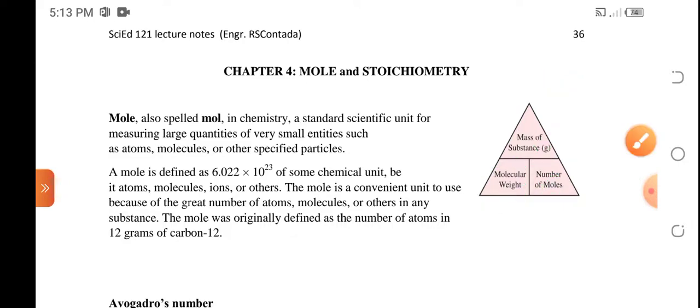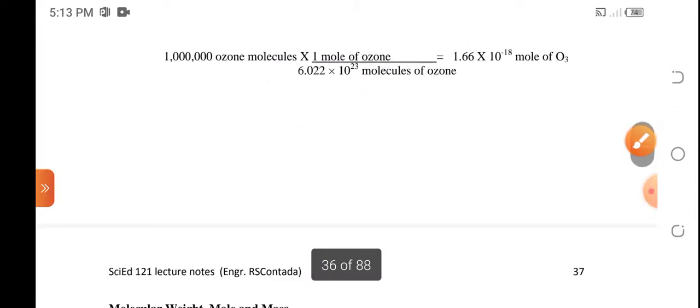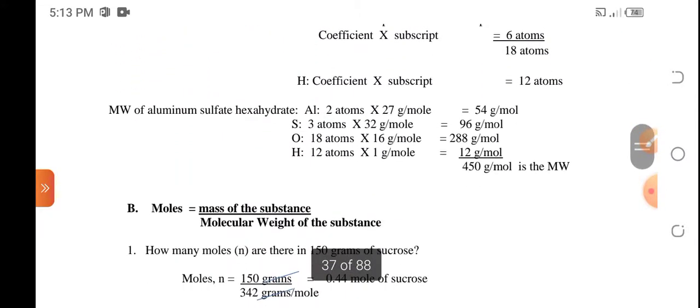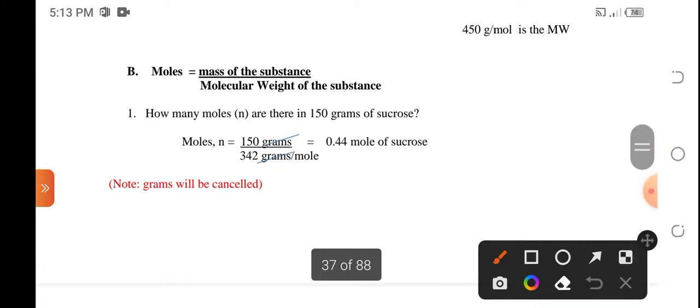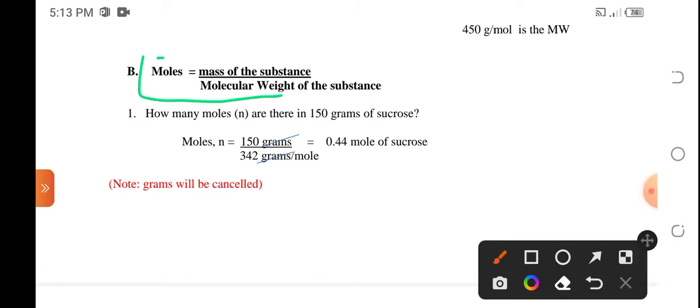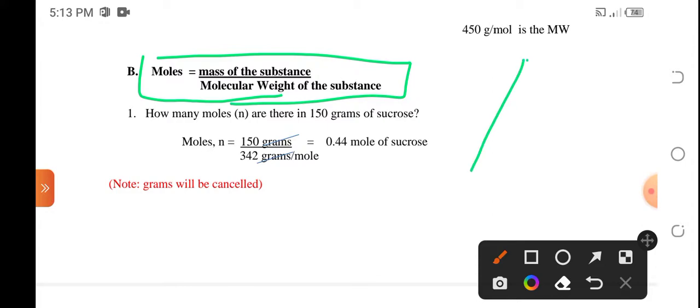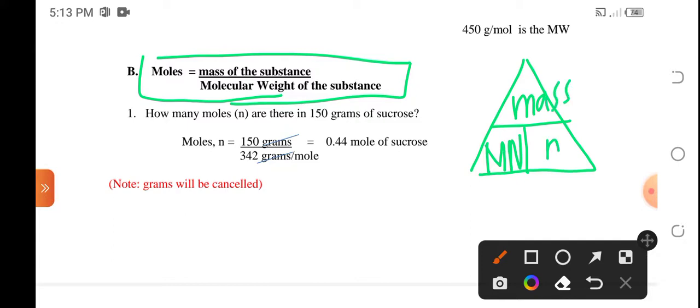Okay. Now, we go to the computation of moles. Okay. Computation of moles is mass of the substance over molecular weight. Kasi kanina, dun sa ating triangle, molecular weight dito, mass dito, at moles dito. Mole. Okay? So, moles could be written as letter N.